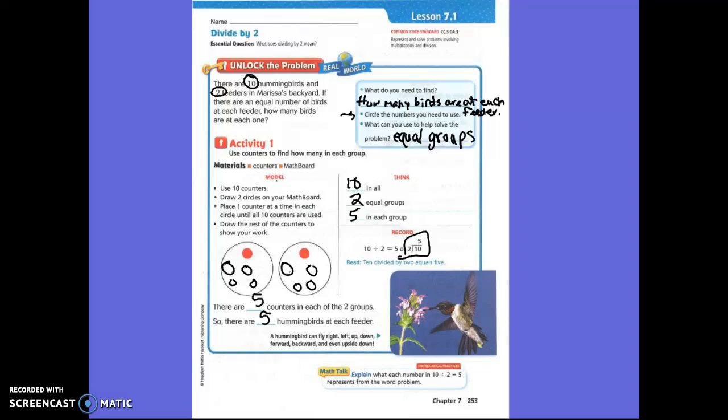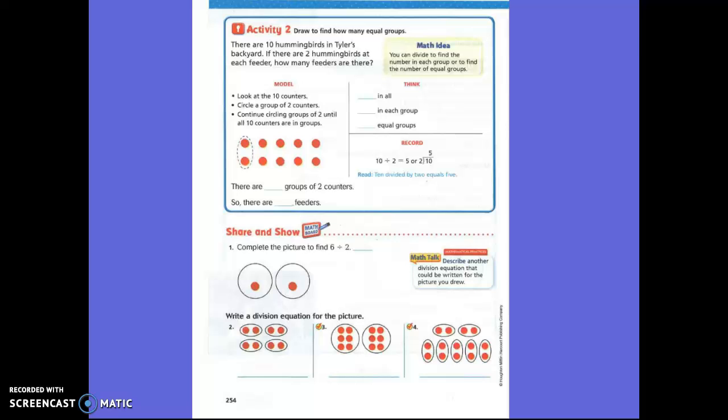Okay. Activity 2. This time, what way did they find the answer? They're not doing groups. They kind of are doing groups, but they drew an array first. And then they're going to find the groups, okay? They do the array first, and then they found the groups. So it's still grouping, but it's still like an array, too.